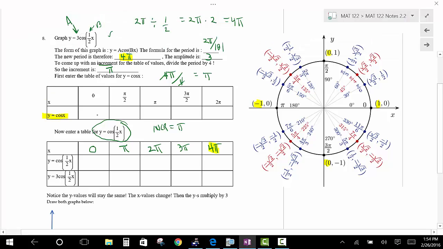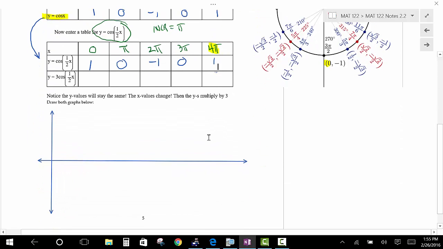All right, so what we have is the cosine of 0 is 1, cosine of pi over 2 is 0, cosine of pi is negative 1, cosine of 3 pi over 2 is 0, cosine of 2 pi is back to 1. Okay, now here's what's going to happen. When you do just the period change, the y values are not going to change. They come straight down. The period affects the x values, but it does not affect the y values. So they come straight down.